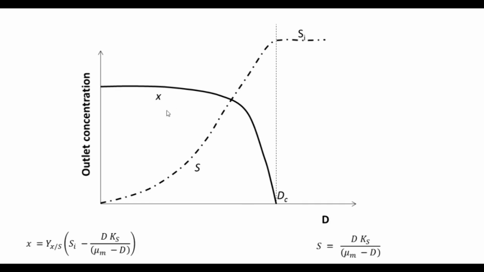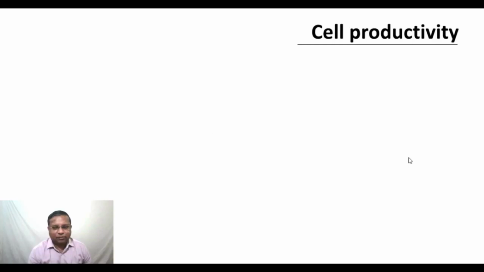So this is the range at which you can operate a chemostat. After the critical dilution rate, there will be washout, there will be no cells, and there will be no conversion of the substrate. There is no point in operating the chemostat there. Now to the third objective. If you recall, we were going to compare the cell productivities of the chemostat with that of a batch bioreactor. To do that, let us see what the cell productivities are.